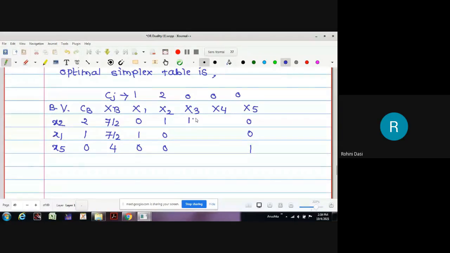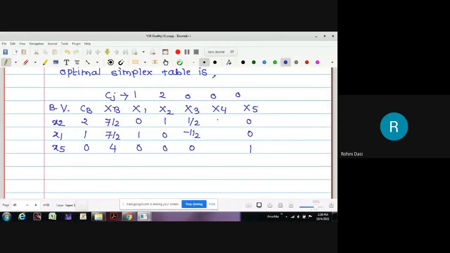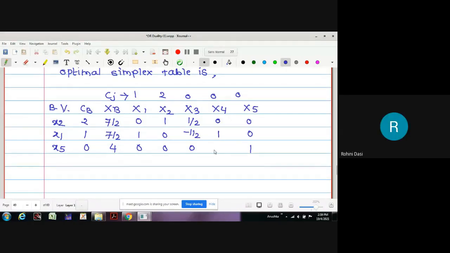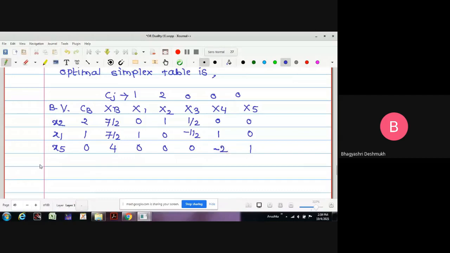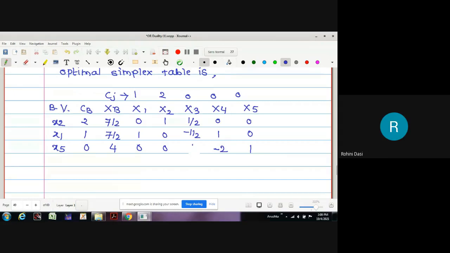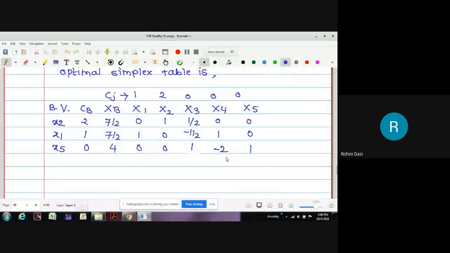x3 is 1 by 2, minus 1 by 2, 0. x4 is 0, 1, 0. Check in the book, it is minus 2. Ma'am, x3 is 1 by 2, minus 1 by 2, 1 and x4 is 0, 1, minus 2. Please check again. Yes, ma'am, these are the correct values, I think.